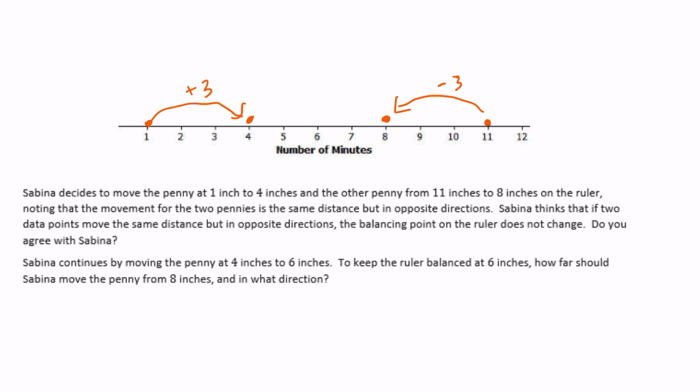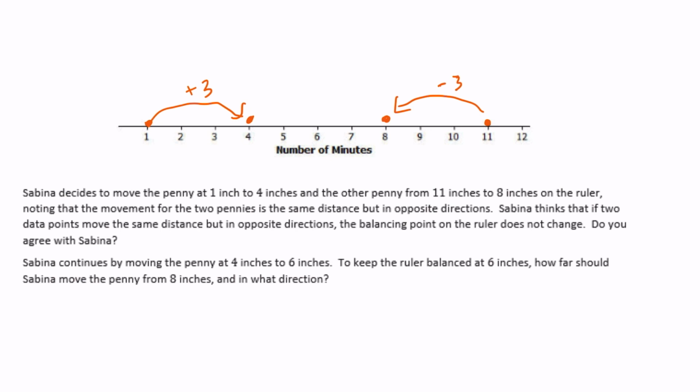Sabina thinks that if the two data points move the same distance, but in opposite directions, the balancing point on the ruler does not change. Do you agree with Sabina? So I would agree, because if we're moving the same distance, we're doing equal things to both sides, then yes, it is even. So I would agree with her.